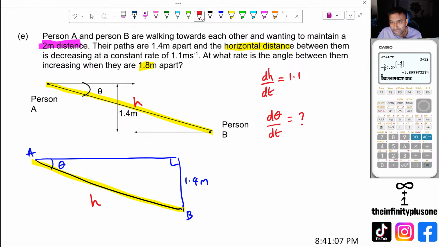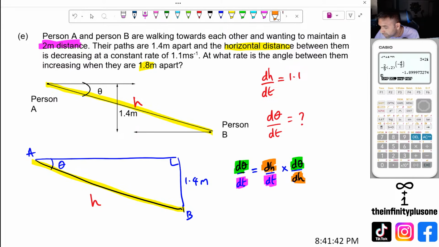So all we really need to do is come up with an equation connecting them. We've got d theta dt equals, we've got dh dt, so all we need to have here is to multiply by d theta over dh. Because remember, d theta is in the numerator, so we need a d theta there. We've got a dt in the denominator, we already have a dt, so that's fine. But what we don't have is dh. So we've got to write an equation where we get rid of the dh.